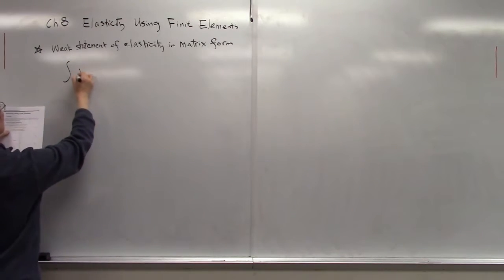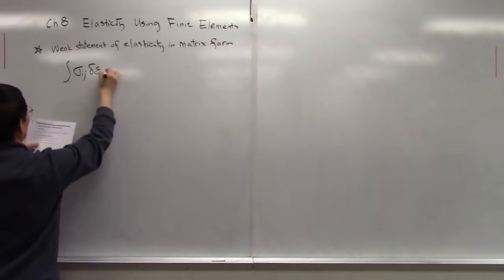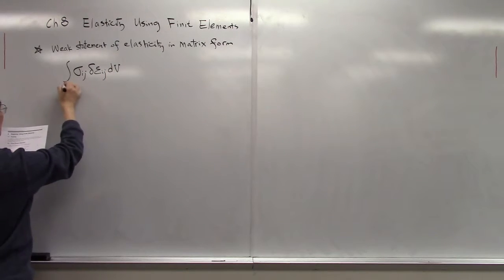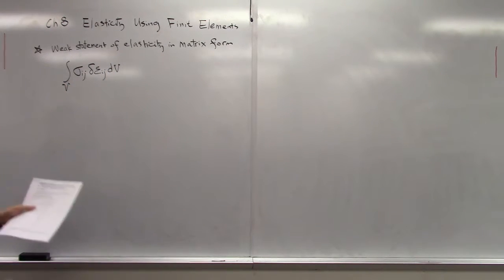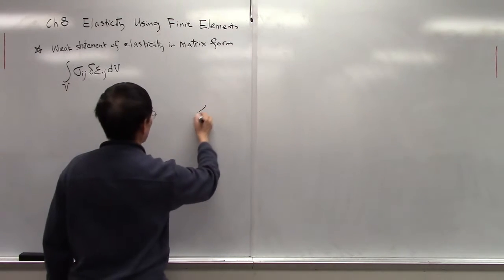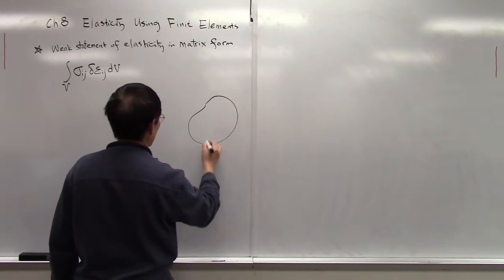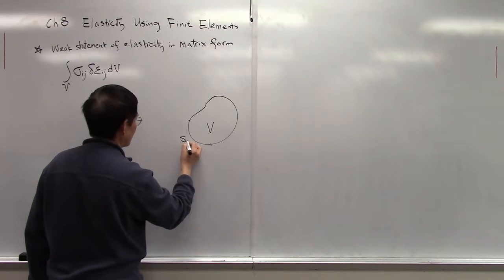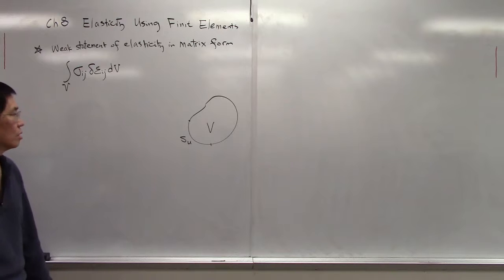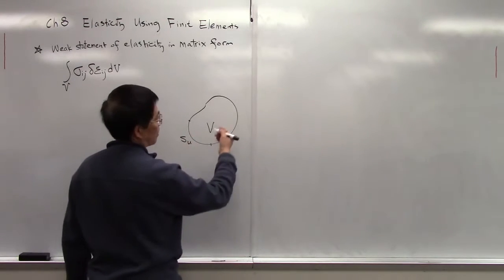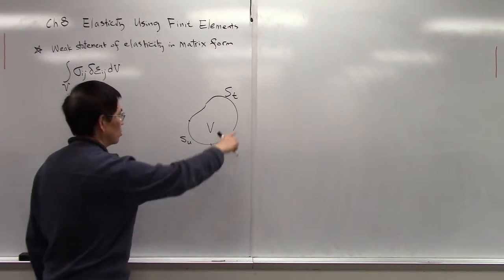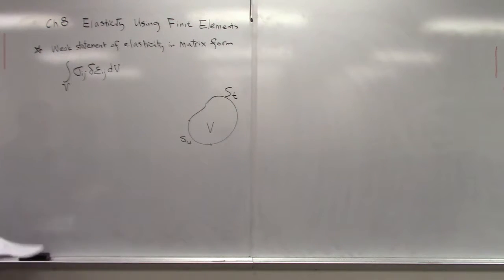It is the integration of sigma ij and then delta epsilon ij dV. So this is integration over the whole elasticity, the solid body. Okay, this is the V, and the boundary part of it is essential boundary condition. We call this part of the boundary as U. The other part is as T. This is traction boundary condition.